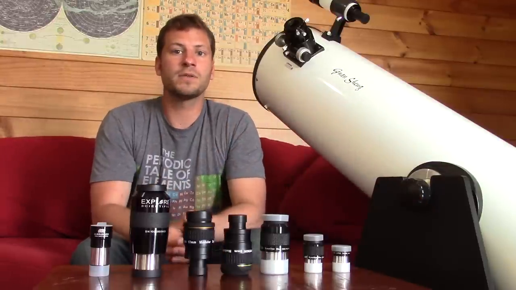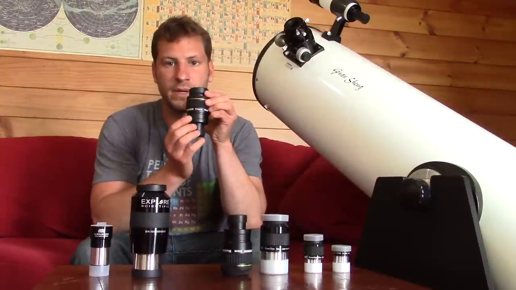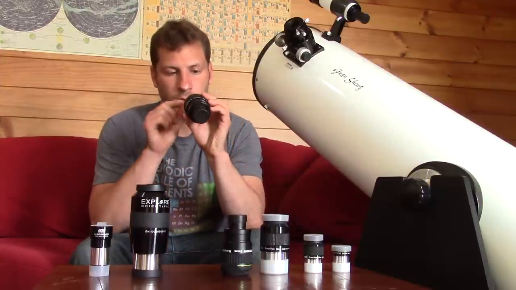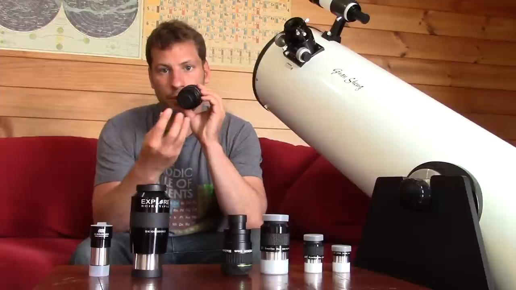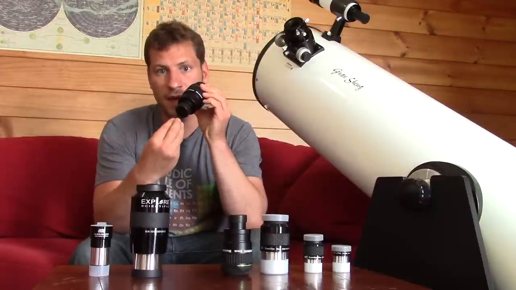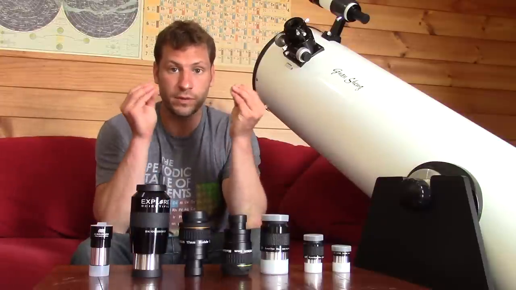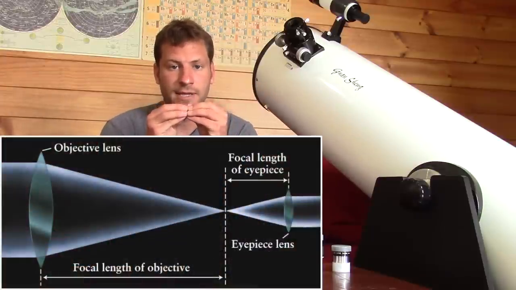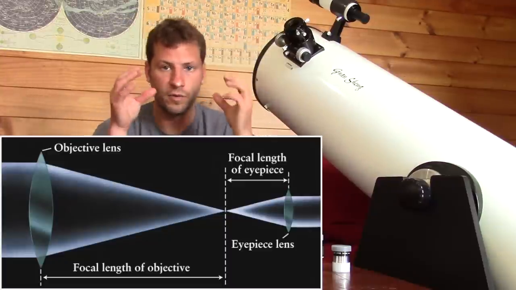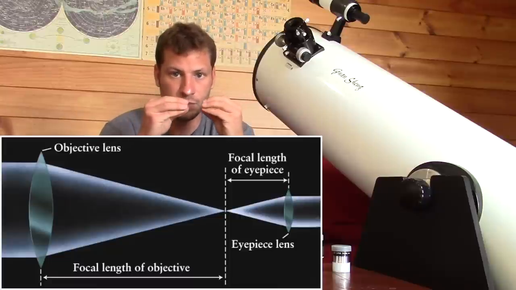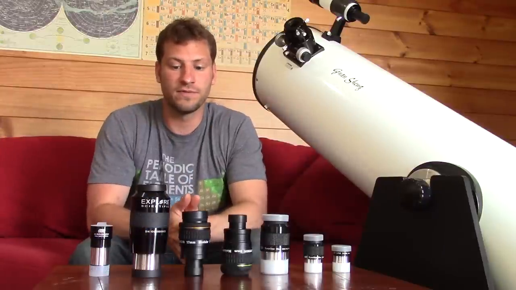Now, eyepieces also have a focal length, and it's normally written right on the eyepiece. This one's 17 millimeters, and that's the length when you're looking through the lens. It's the length from the lens to the point on the side opposite your eye where the light comes together at one point. Now, when you want to focus a telescope, you need to bring those two focal lengths together. And so that's why you have the focuser on the telescope. So you move the lens in and out until those two points converge. And once they do, then that's when your telescope is in focus.